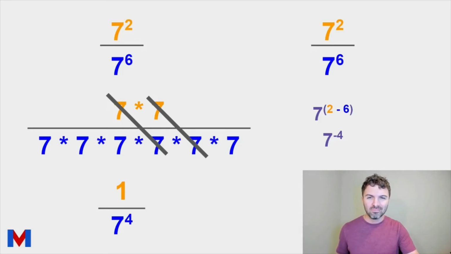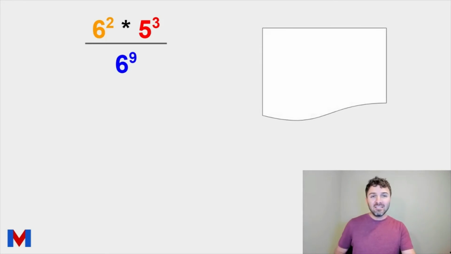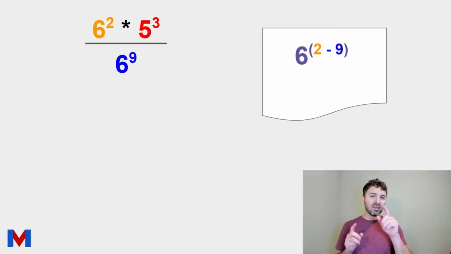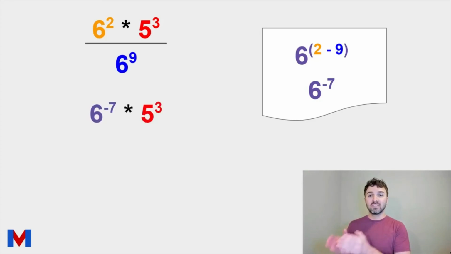Awesome. All right, let's try one other one, but this time there's different bases. There's 6s and there's 5s for bases. So the first thing I'm going to do here is I'm going to go off to the side and let's take care of these same bases, these 6s. I can combine those, but I can't combine that base of 5 because they're different bases. So I got 6 to the 2nd minus 9th, which is 6 to the negative 7th. And so I have 6 to the negative 7th times 5 to the 3rd. And this may be done.